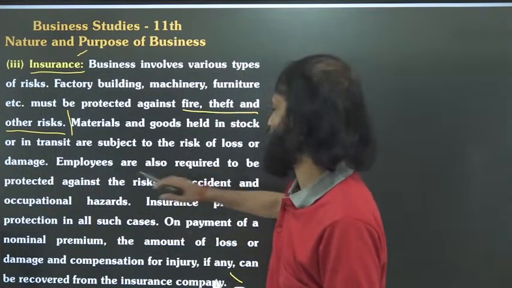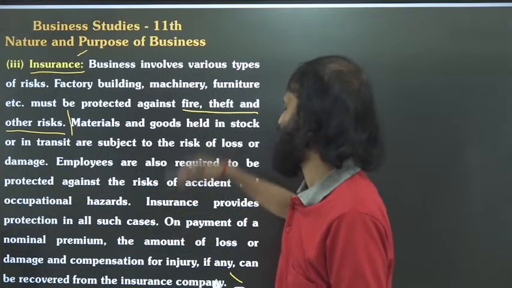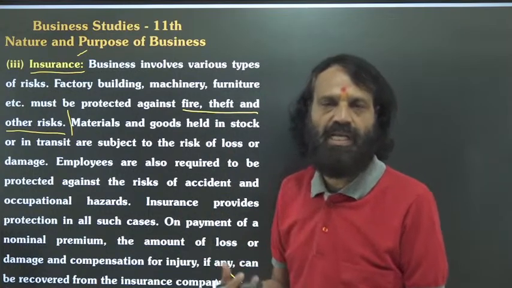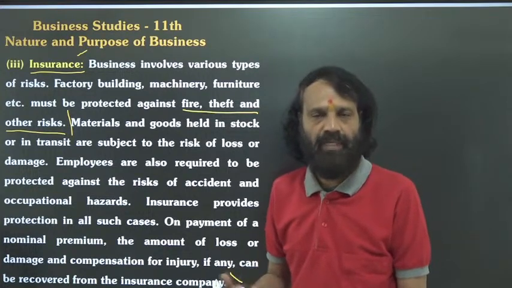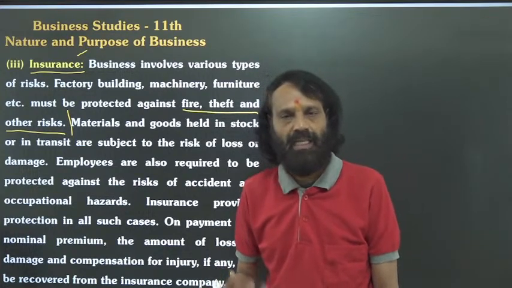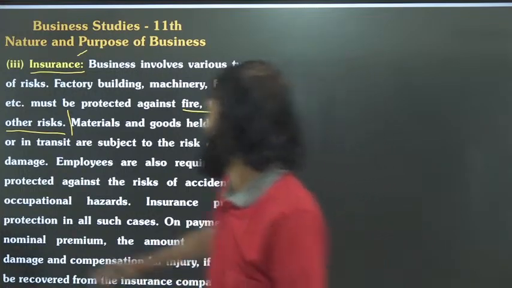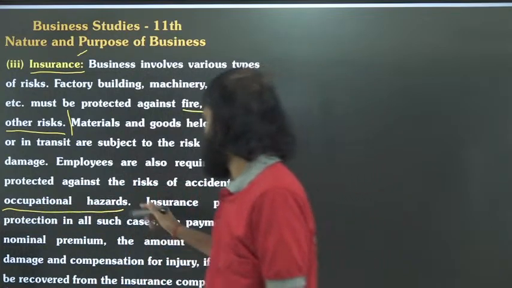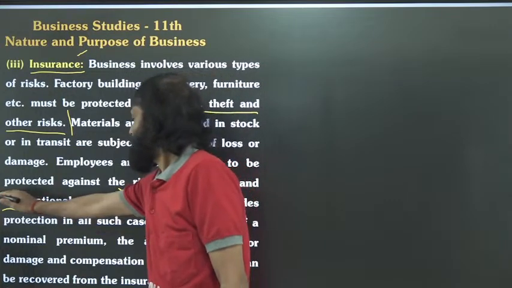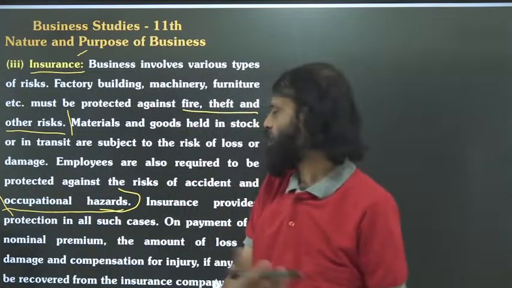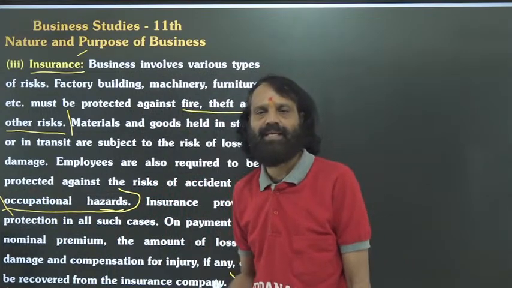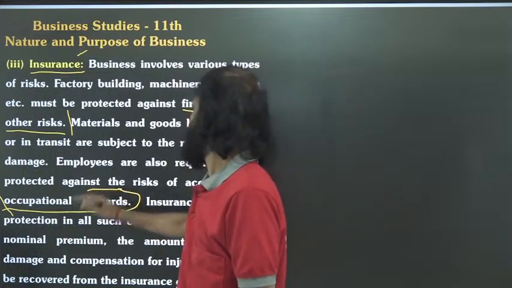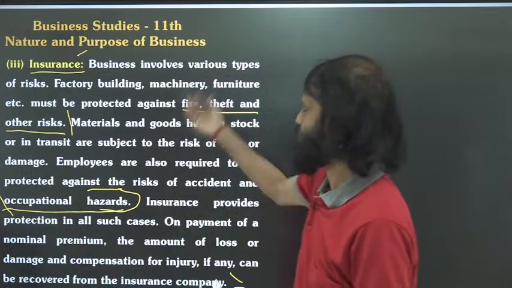Employees are also required to be protected against the risk of accident and occupational hazards. So many troubles are in the field. You know that sometimes the laborers and employees are also facing health issues, and occupational hazards also. What are occupational hazards? For example, in the building area, especially for the construction of buildings, a lot of laborers are working. They are facing a lot of dangerous situations. So we want to provide them better safety as well as insurance facilities.